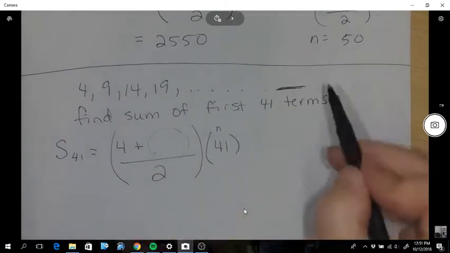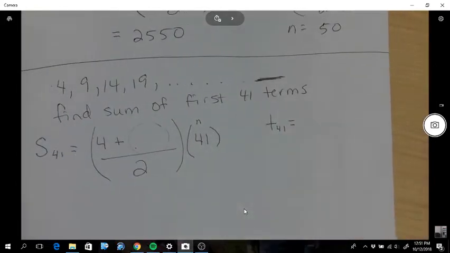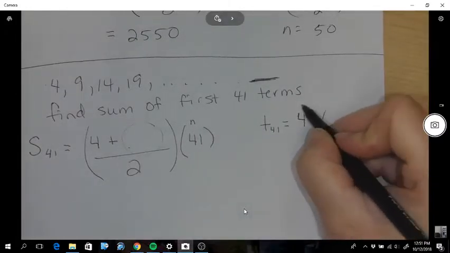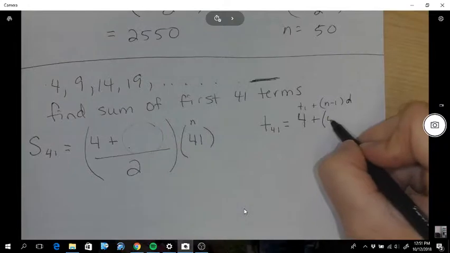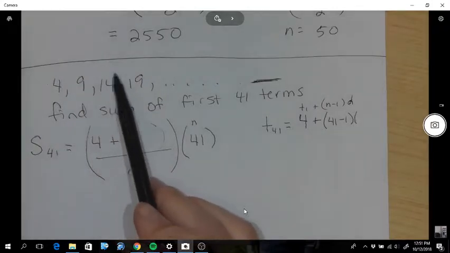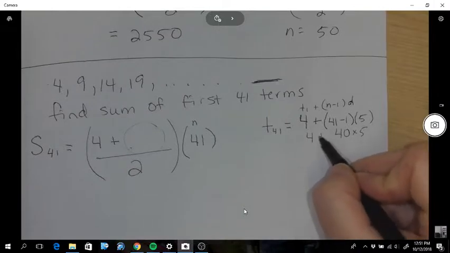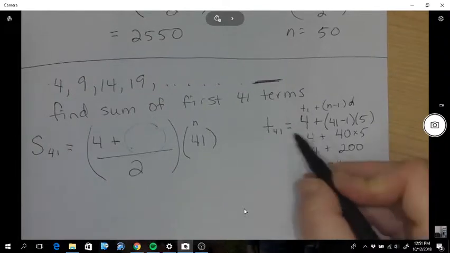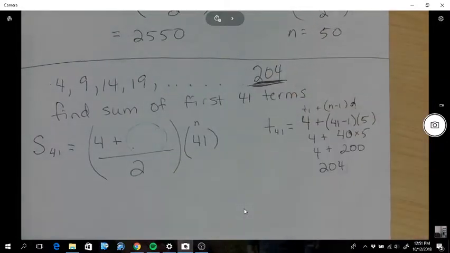So what is this 41st term? We have a separate formula for that. Term 41 equals the first term plus n minus 1 times d. So n is 41, minus 1, times d. What's happening every time? Up by 5. So 40 times 5 comes first, so 200, add 4. If you did this sequence out, the very last term, the 41st term, would be 204.